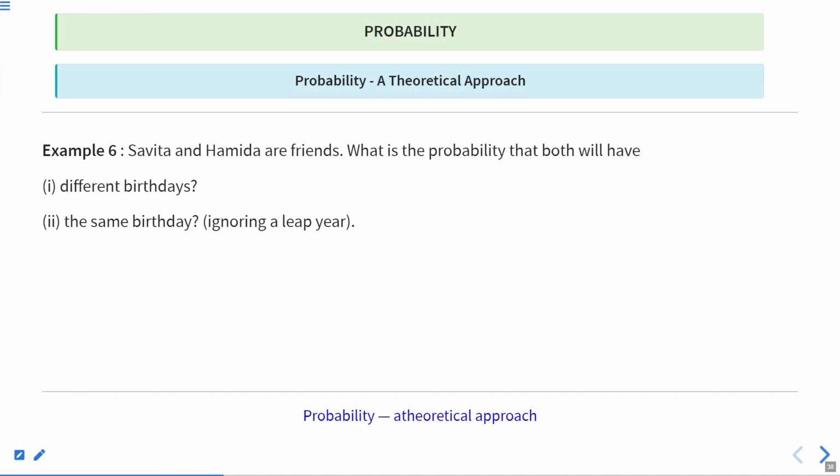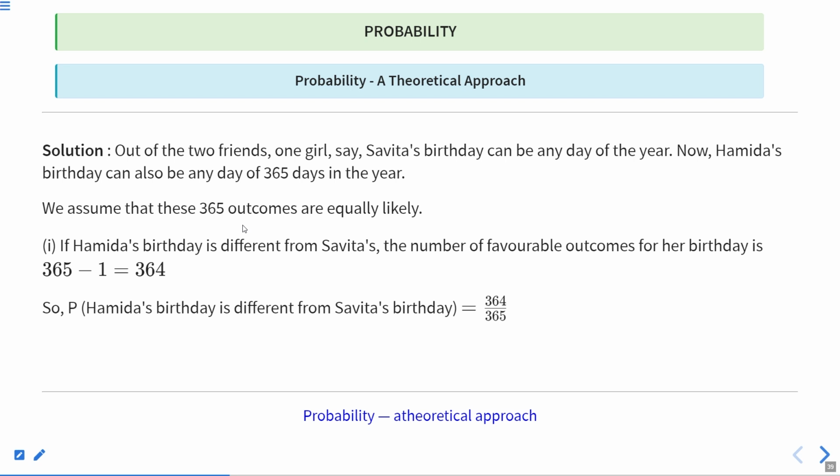In the next example, Savita and Hamida are friends, and we are asked the probability that both will have different birthdays, and second, the same birthday, ignoring a leap year. So there is one disclaimer: ignoring a leap year. Let us see how to solve this problem.